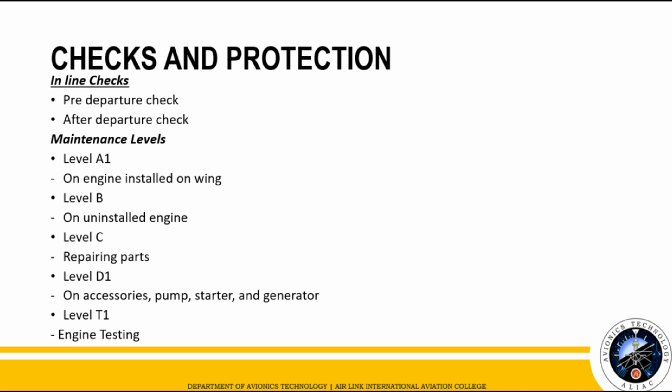So next is the maintenance level. The first one is level A1. Level A1 is on engine installed on wing. Level B is on uninstalled engine. Level C is repairing parts. Level D1 is on accessories, pump, starter, and generator. Lastly, level T1 is engine testing.